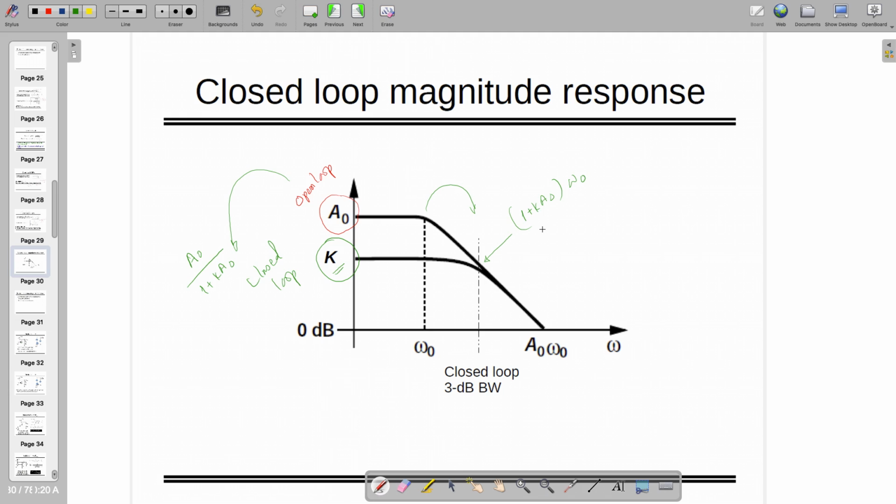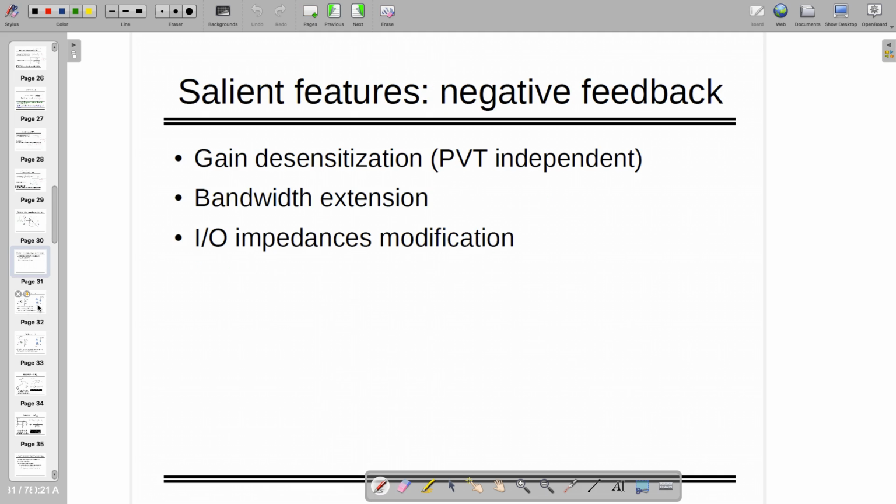So if this is extended, that is also extended. This side it's getting down and that side it's getting extended. But when you are looking at the UGBW plot, it's following the remaining dynamics as it was in the open loop, and UGBW remains the same. So that does not change. Now, as I told you, the salient features of negative feedback systems are gain desensitization, which we know, and how it's extending the bandwidth. However, UGBW remains the same. And on top of that, it will change the IO impedances as well. So let's see how it's changing the IO impedances.